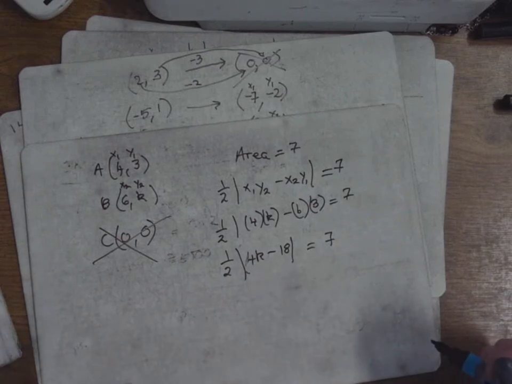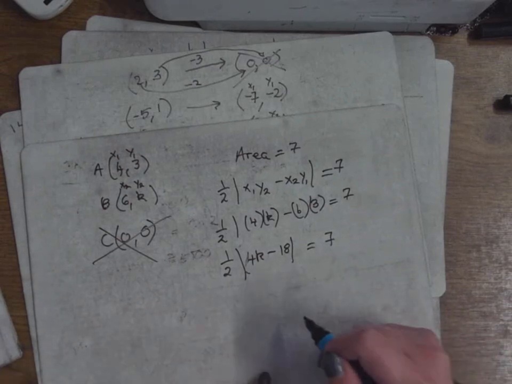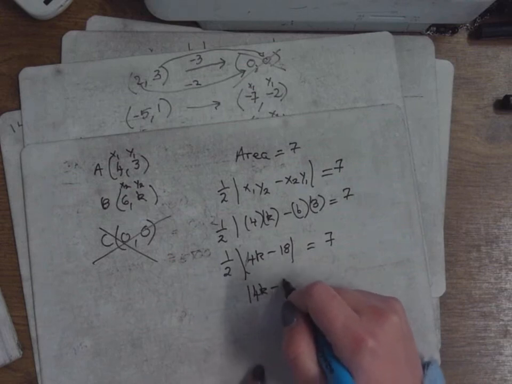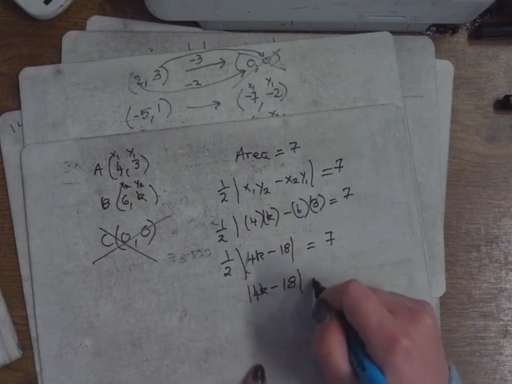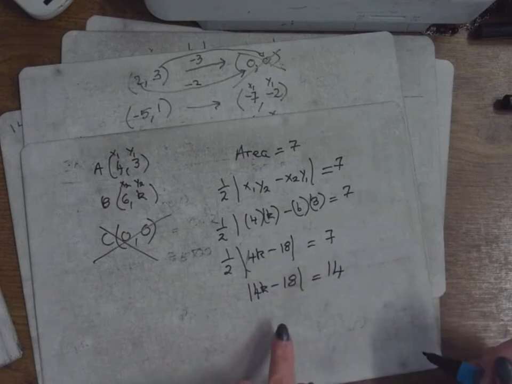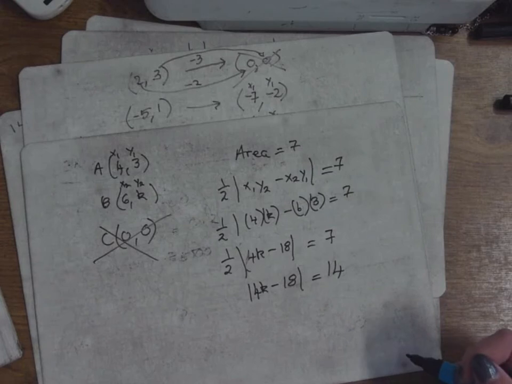When there's a half, a half this number is 7. So what's a full one without having that number? It would be 14, wouldn't it? Multiply across by 2 basically. So 4k minus 18 equals 14. Modulus equation. How do you solve these? You square both sides.